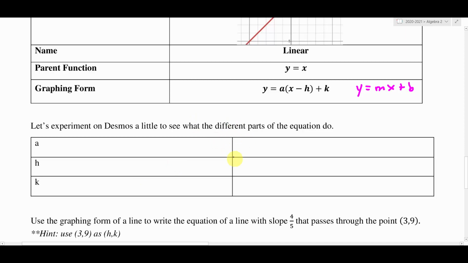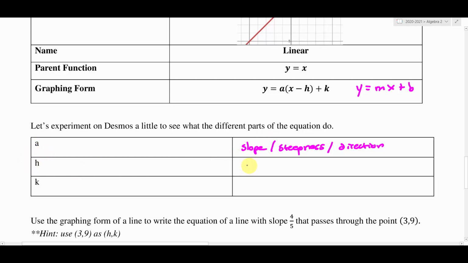So remember, A controls our slope, steepness, direction of the line, right? These are all good ways to describe it, but that A value is very important. Slope is one of the most important pieces of information you can have about a line.